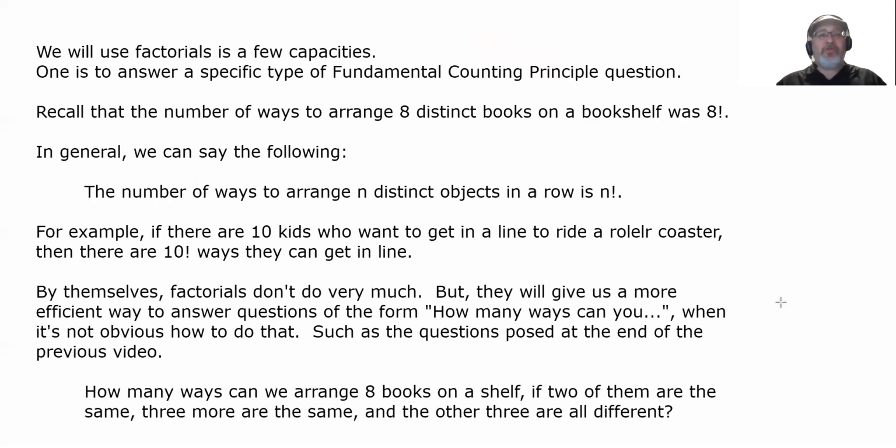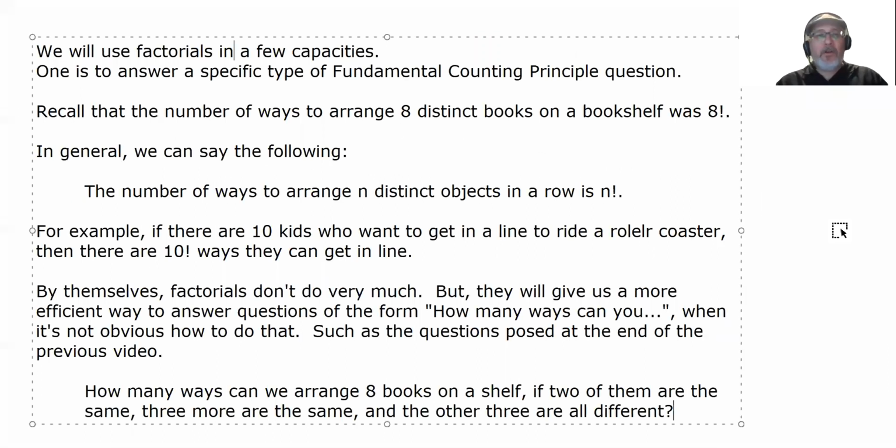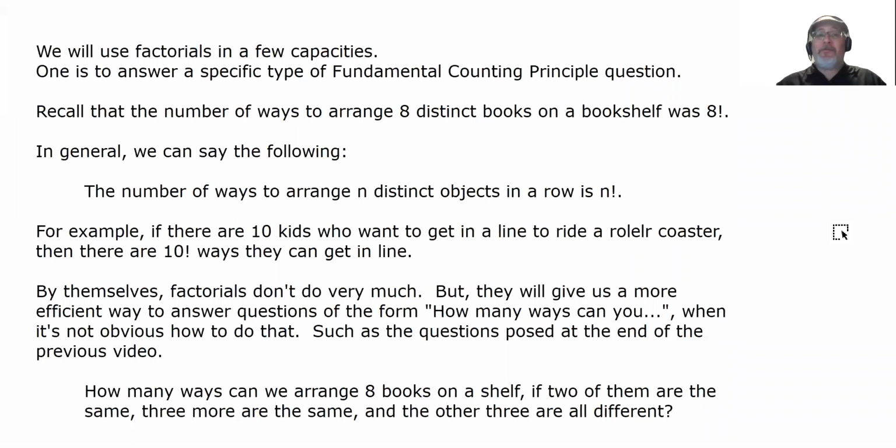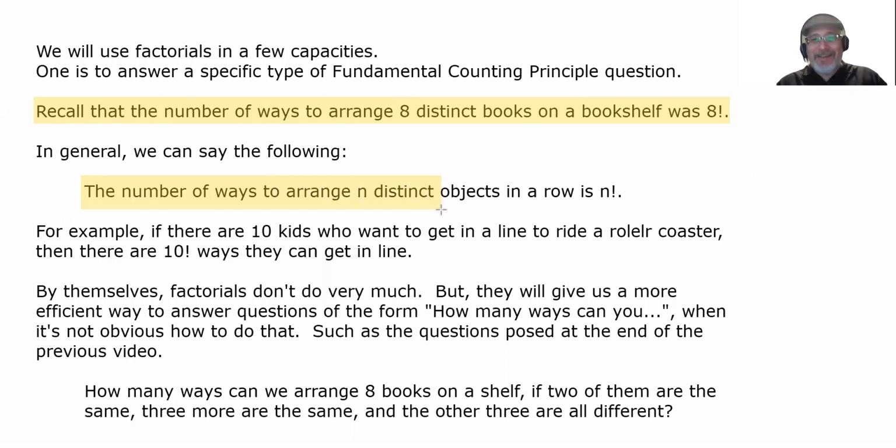We will use factorials in a few capacities. One is to answer a specific type of fundamental counting principle question. Recall that the number of ways to arrange 8 distinct books on a shelf was 8 factorial. That's how we began this video as a follow-up from the end of the previous video. But in general, we can say the following. The number of ways to arrange n distinct objects, meaning that no two are exactly the same, in a row is n factorial. So we won't have to reinvent that wheel.